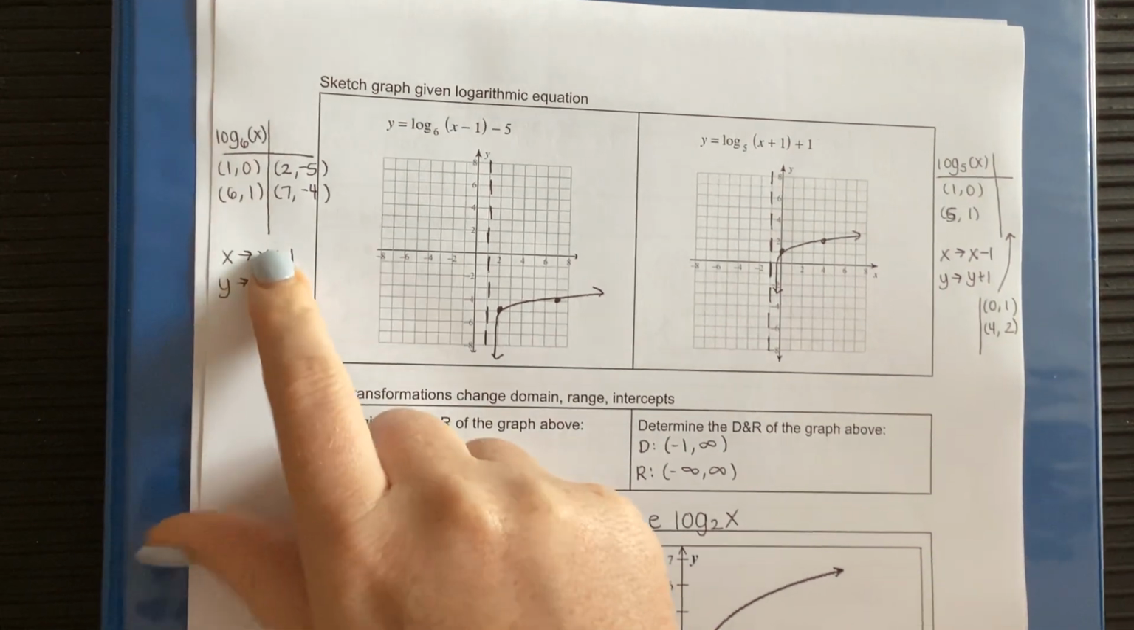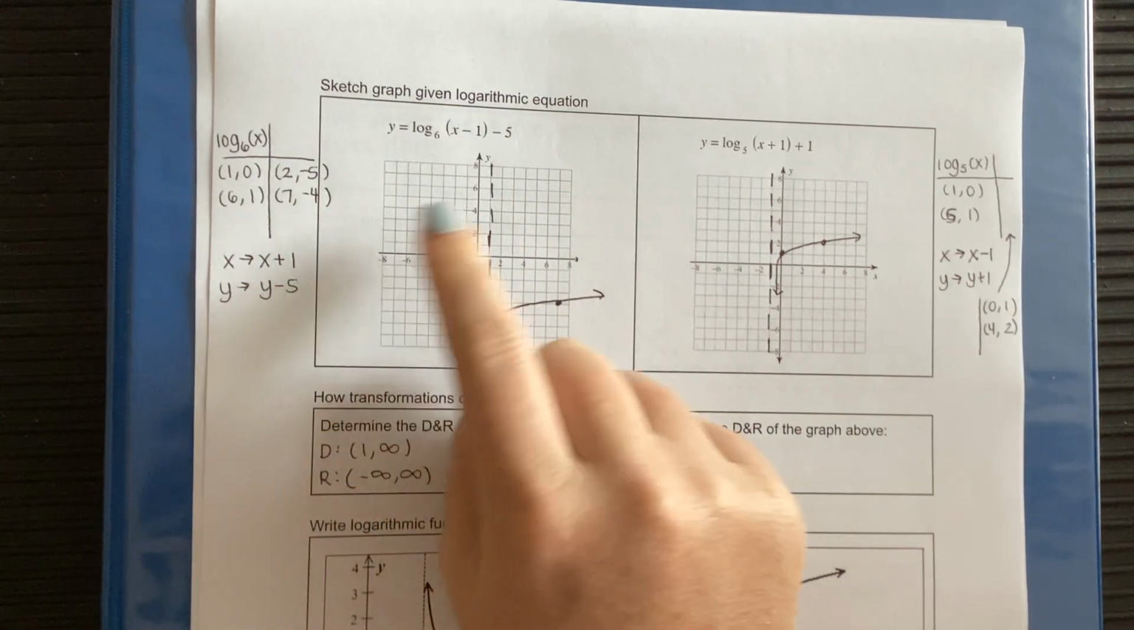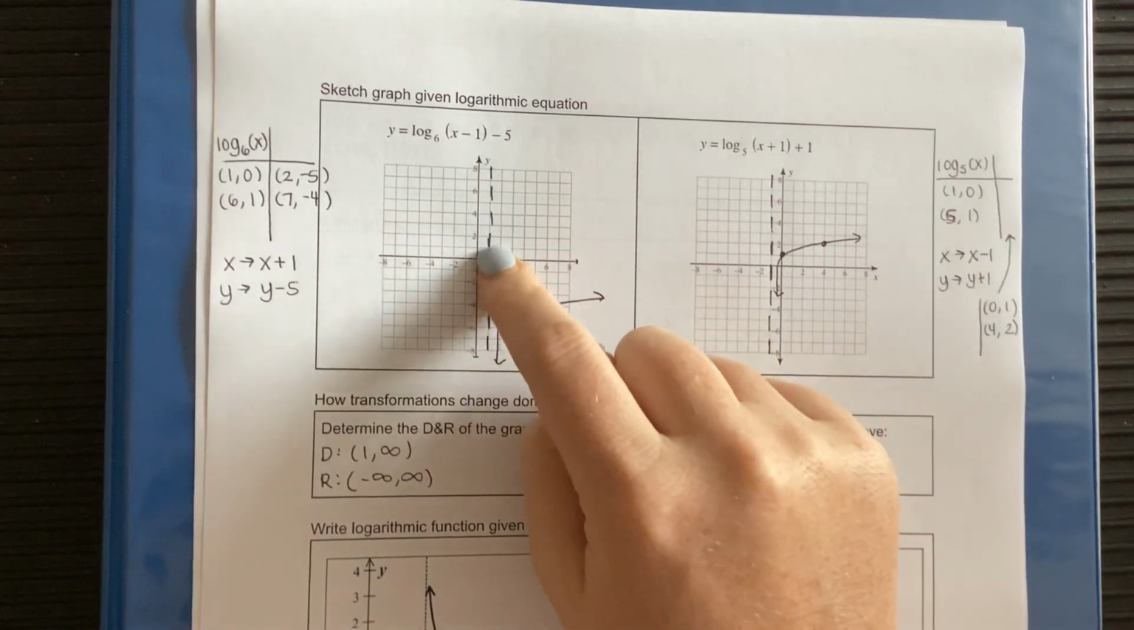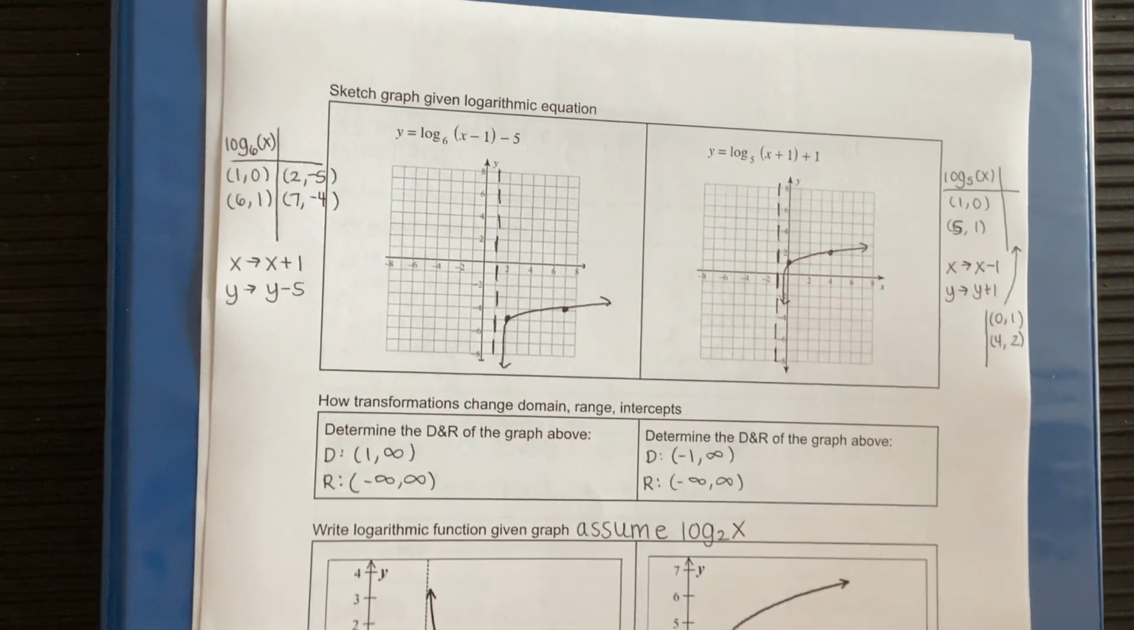And then you're going to write your rule. So if we're going right 1, we're going to add 1. Remember, those are always opposite. If you're going down 5, you're going to subtract 5. So that gives us our new asymptote at 1. Plot those points, and then draw your log.